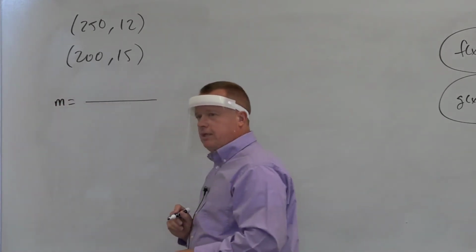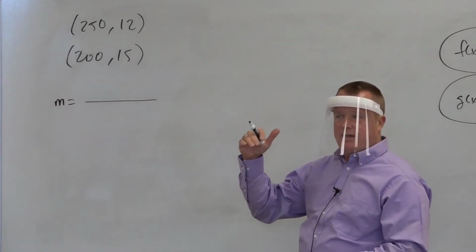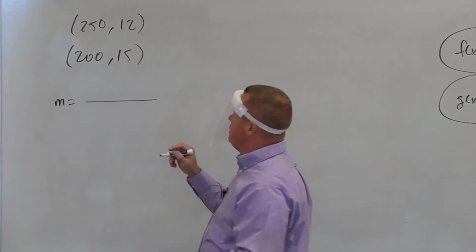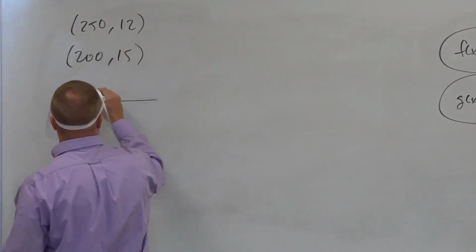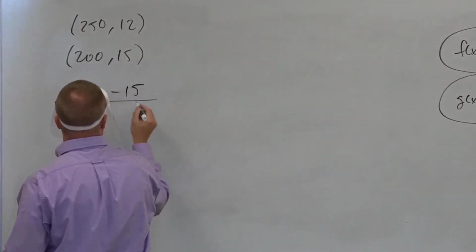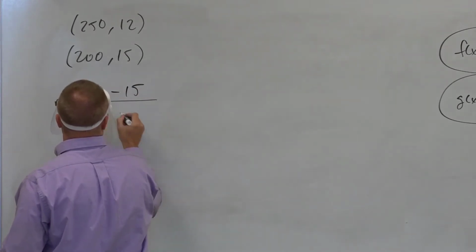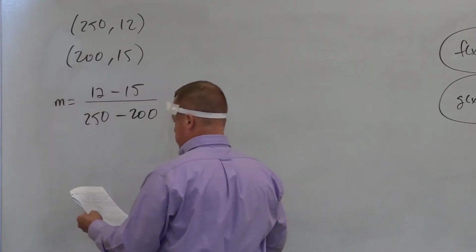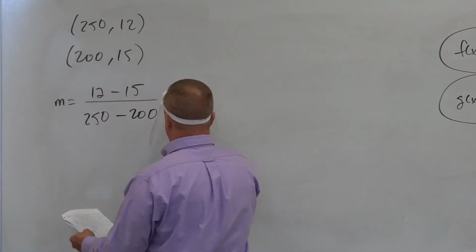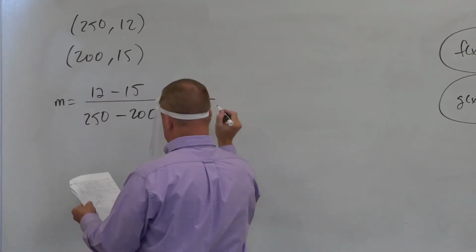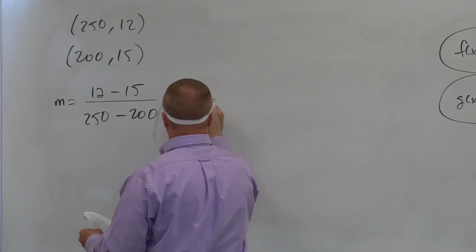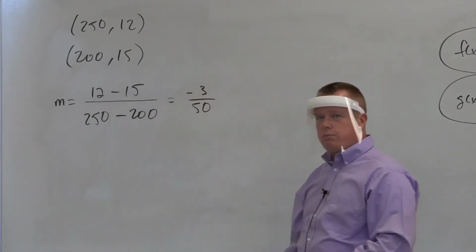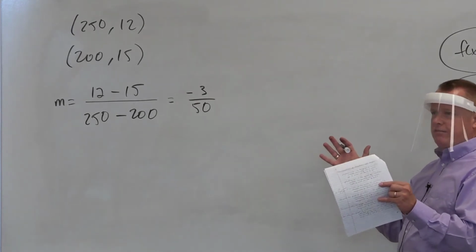So remember, the slope of the line is the difference in the y's divided by the difference of the x's. It doesn't matter which point you start with. I want to say 12 minus 15 over 250 minus 200. That will give me negative 3 over 50. That was the slope of my demand function line.